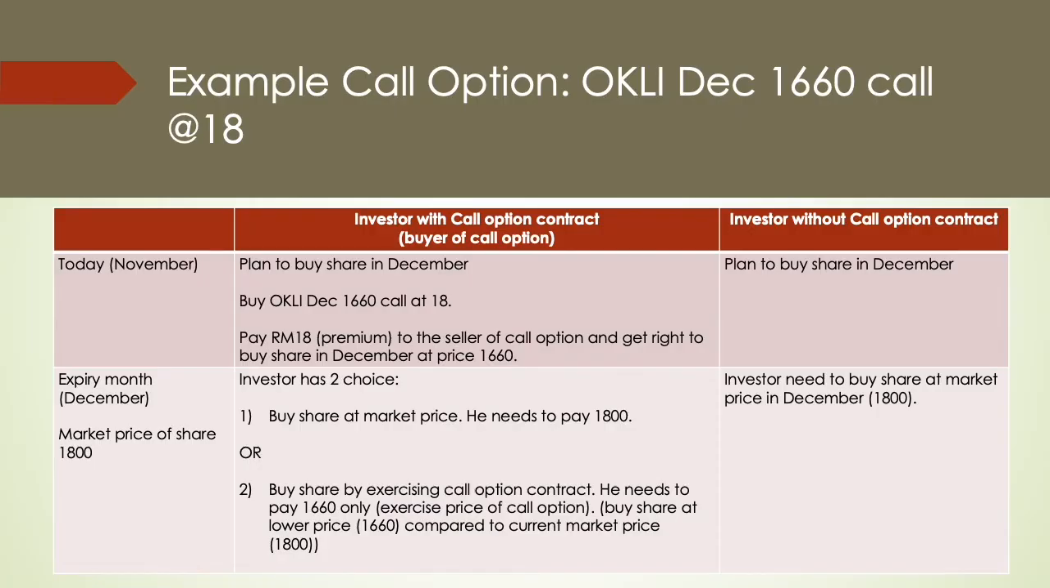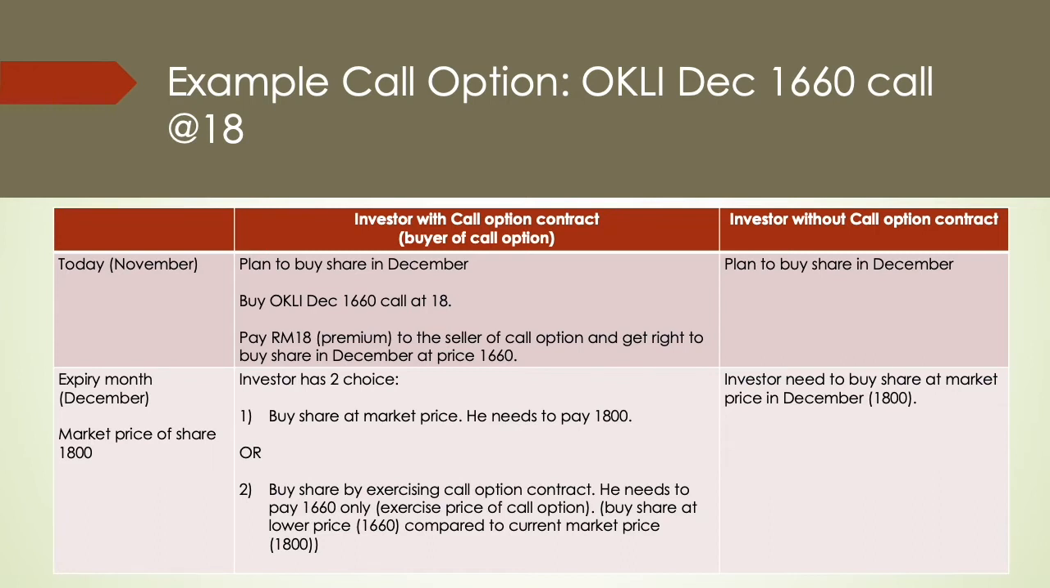Now we look at this example to understand what is the strike price, what is the current market price, and what is the option premium. Let's say we have a call option, OKLI December 1660 call at 18. That means this option contract is going to expire in December because the name of the contract is OKLI December. 1660 is the exercise price of this option contract, and the call option is sold at 18 ringgit. So 18 is the premium.